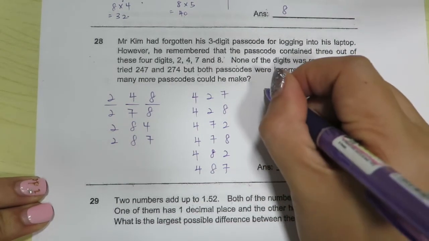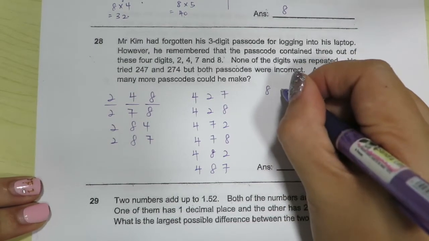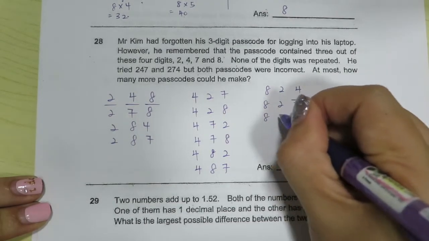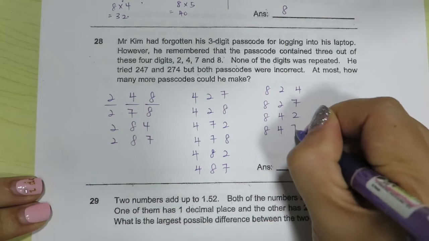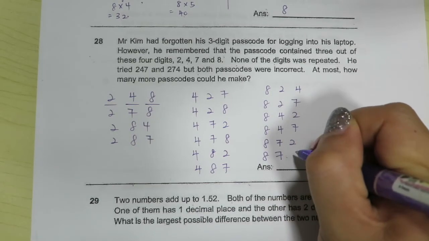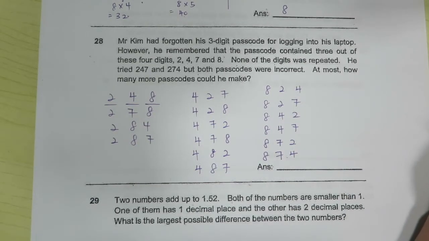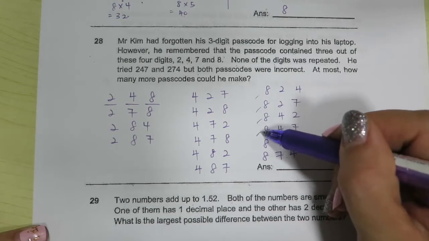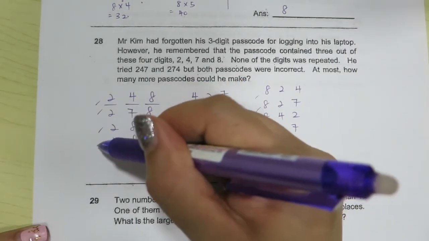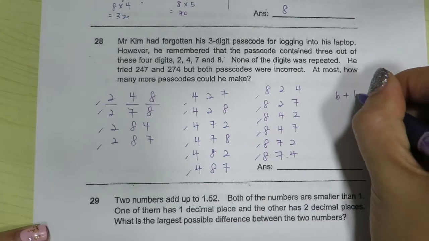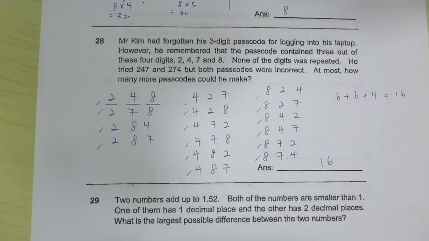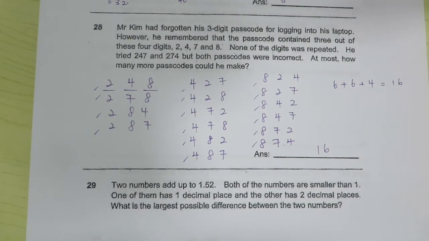Next, we can start with 8 now. I can do 8-2-4. I can do 8-2-7. And then I can do 8-4-2, 8-4-7. And 8-7-2, 8-7-4. That's it. So we have 6, another 6, 6, 4. More possible passcodes.